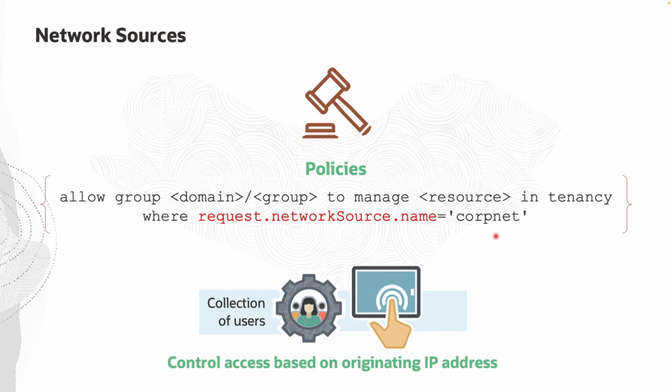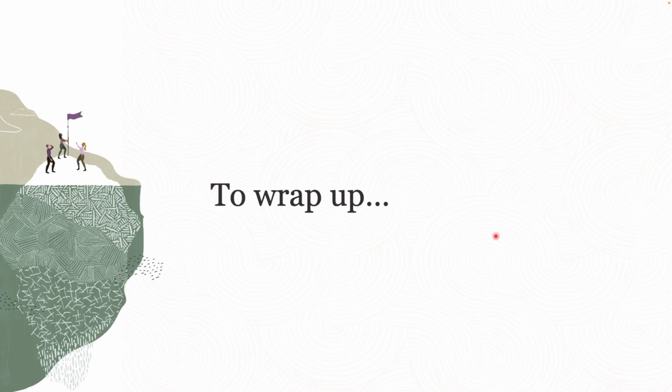In this way, you can protect your critical resources and give them access from specific locations only. Like you can say only from office location or a few trusted public IP addresses or VCNs. So to wrap up, we got to know about network sources and how to control access based on originating IP addresses by adding a condition to your access policy.